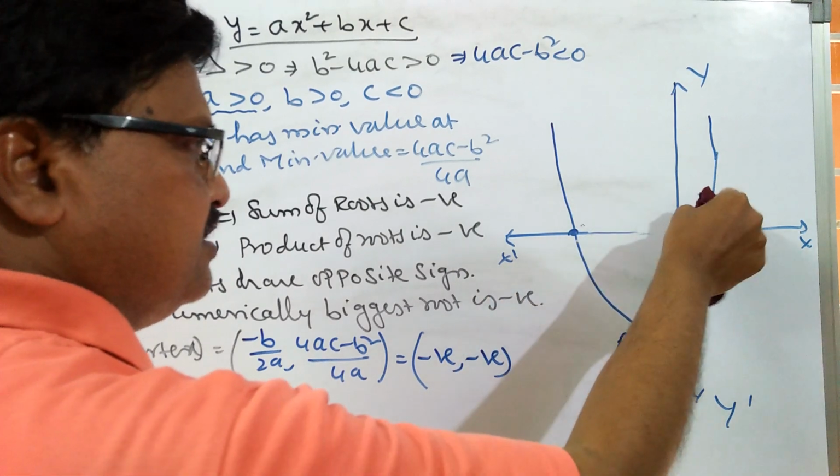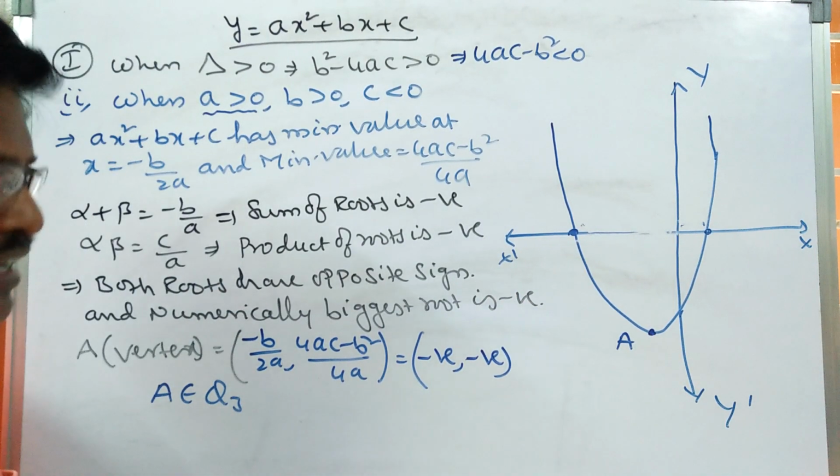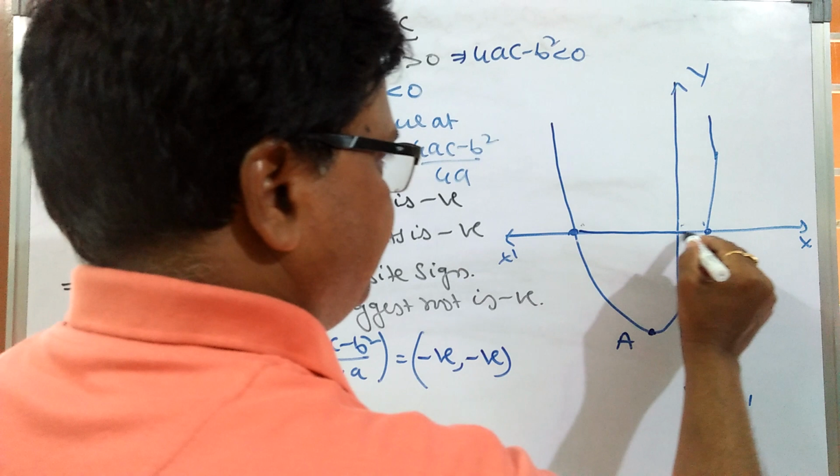So this is the second case when delta is greater than 0. Right?